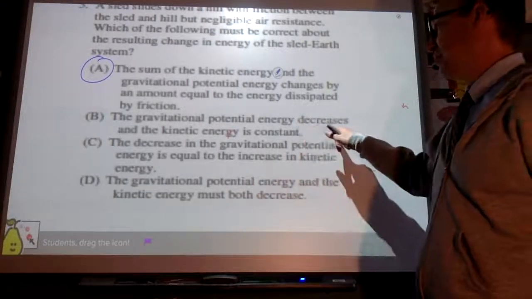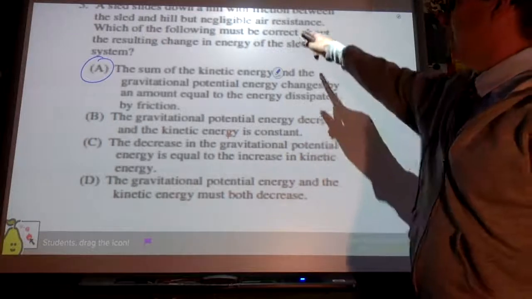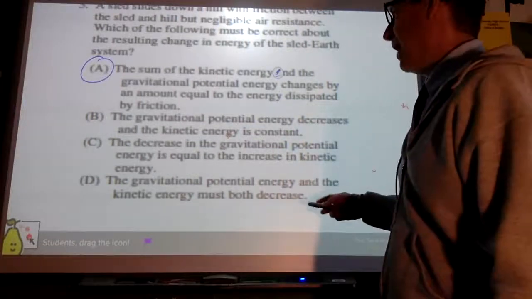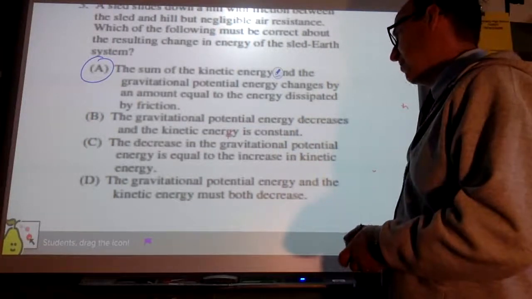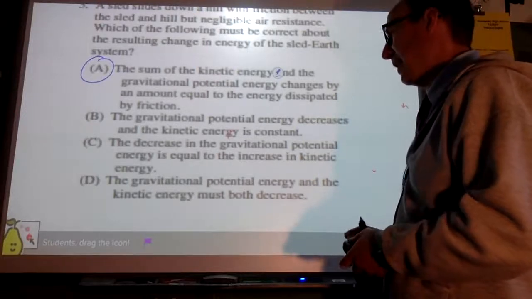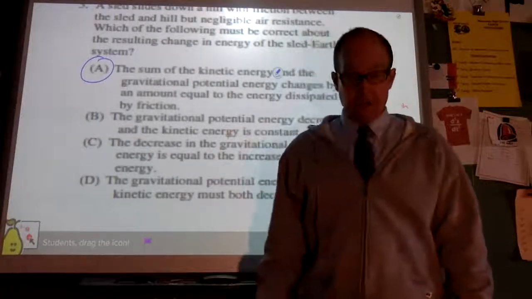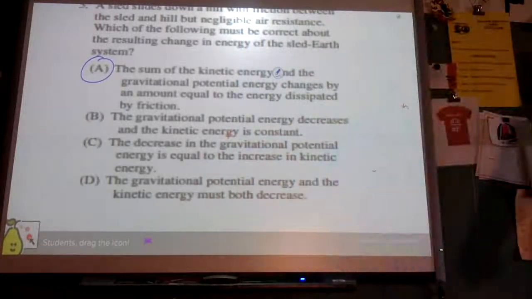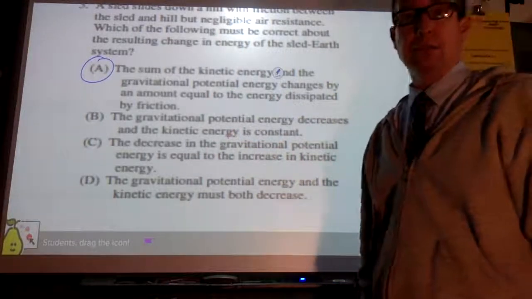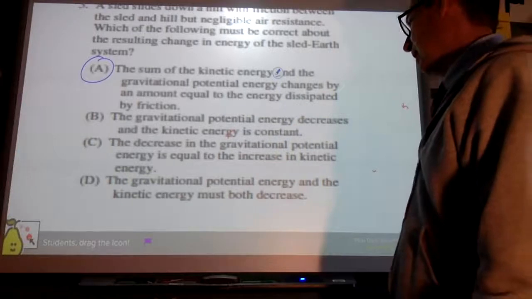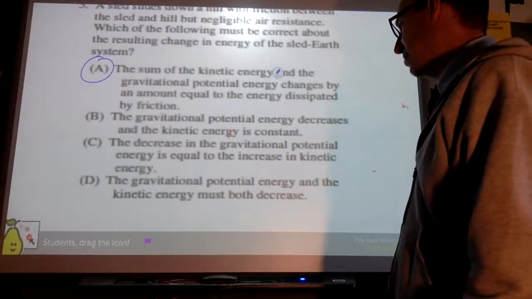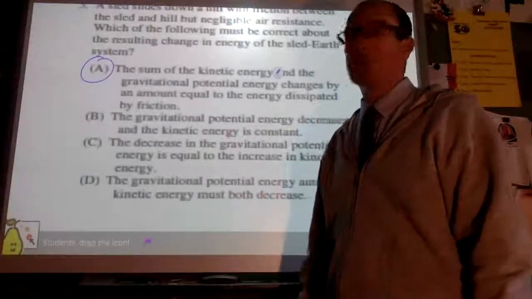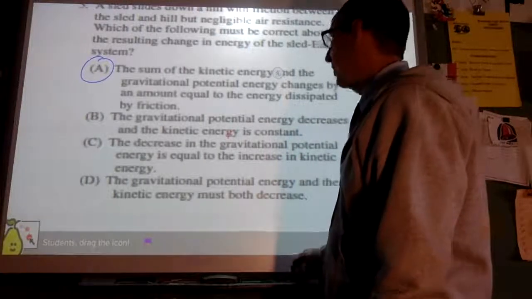The gravitational potential energy decreases and the kinetic energy is constant. It doesn't tell us it goes down at constant speed, so I don't know if that's true. So the potential energy does decrease, but I don't know what the kinetic energy does. The decrease in gravitational potential energy is equal to the increase in kinetic energy. This is not true because they're telling us there's friction, so it is definitely losing some energy there. There'd be heat created. The gravitational potential energy and the kinetic energy must both decrease. That's not the case. We don't know if it's speeding up or slowing down. They don't give us any indication besides that there is friction.